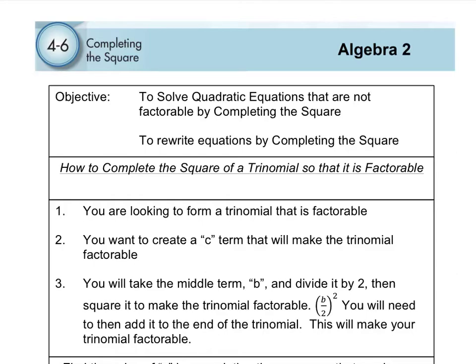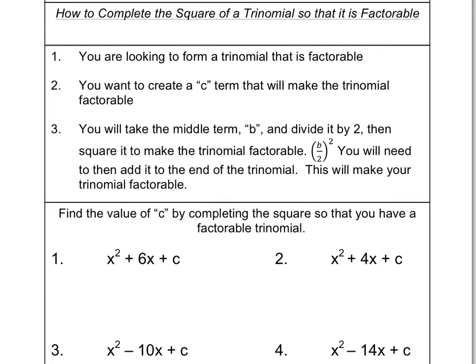Okay, so as we look at this, there's a couple of different things that we're going to talk about. What you're looking to do is form a trinomial that will be factorable. So we're going to be able to find factors of C that add to B, or factors of A times C that will add to B. The nice thing about the ones that we're going to look at is that your A term is predominantly going to be 1. If we don't have an A value of 1, then we're going to talk about that in the next section.